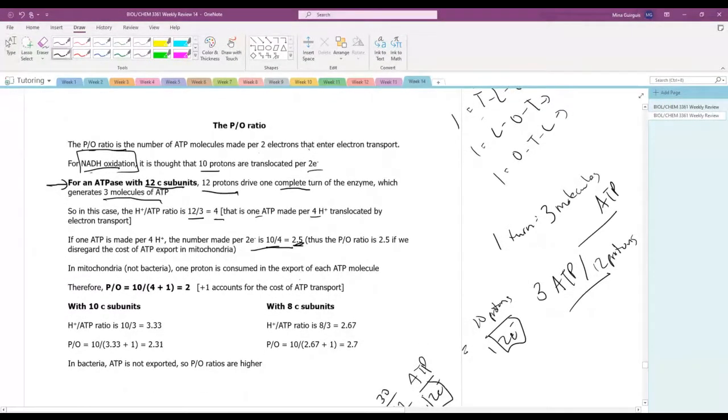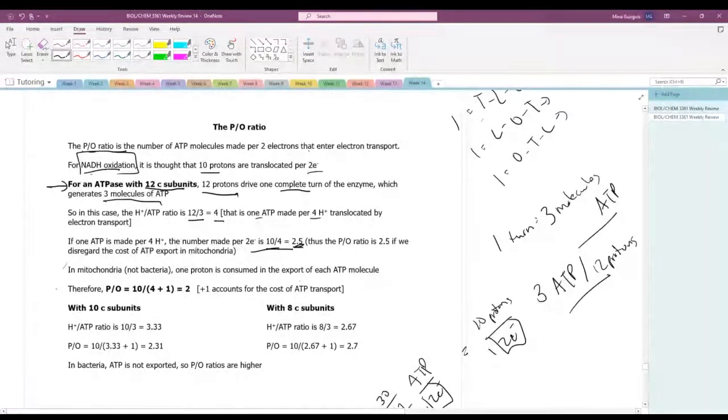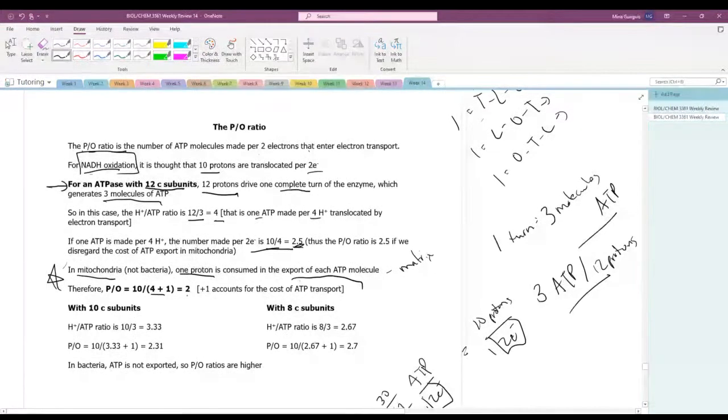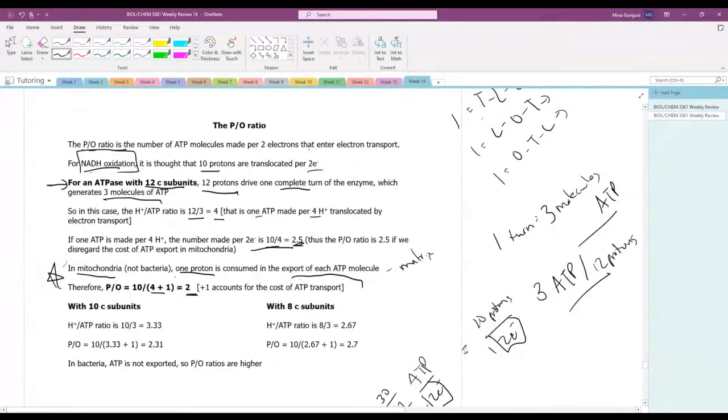Okay. Now, this is a really, really important point. In mitochondria, so eukaryotes, we use up 1 proton to export each ATP. I told you all earlier today, the ATP is made in the matrix. Well, it's great, but sometimes we need it outside the matrix, and therefore it takes an extra proton. And so we think of our actual P to O ratio as 2.